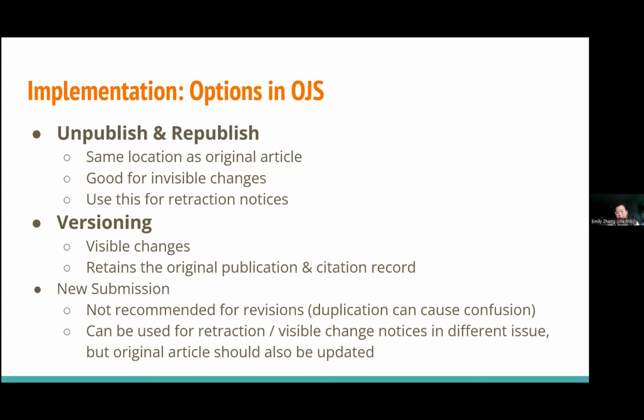There is also a possibility of creating a brand new submission as if it was a separate thing. This is not really recommended for revisions because duplication can cause a lot of reader confusion, but it can be used for retraction or visible change notices in a later issue. This was often how these kinds of notices were published back in the days of print distribution, where a notice would appear in a later issue of the same journal, citing the original article. But now that it is possible to make those changes in the original, those should be updated.